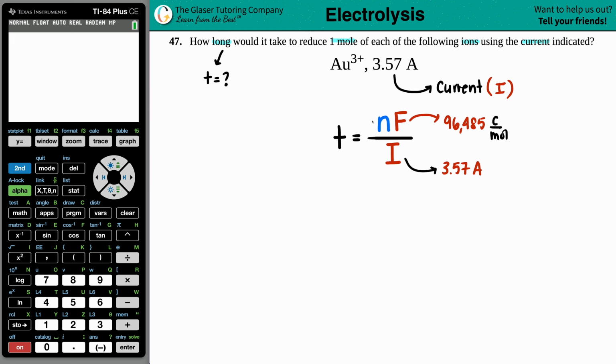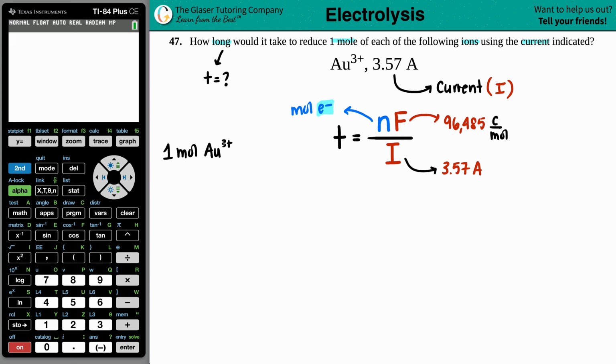And now the N value is a little bit tricky here because when we're talking about electrolysis or current, redox reactions, reduction, oxidation, cathode, anode, the N goes a little bit farther than just saying 1 mole. It's the moles of electrons that are being used. But the only thing that they gave us was that I had 1 mole of the ion. That is not the same as the moles of electrons. So in your 1 mole of Au3+, we have to find out how many electrons are being used.